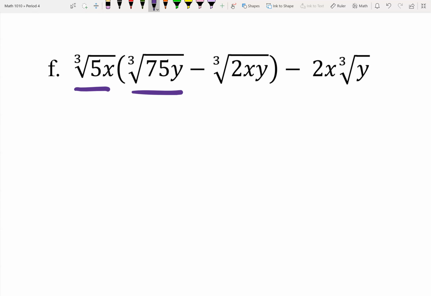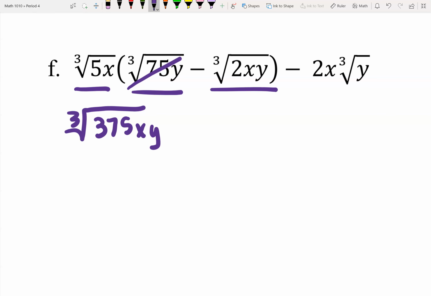This times this. So you're going to have a cube root of, I'm going to grab my calculator and I'm going to go 75 times 5 and I get 375. Big boy. And then I have 1x and 1y. And now I'm going to go cube root of 5x times a negative cube root of 2xy. So it's going to be a positive times a negative is a negative. They're both cube roots. 5 times 2 is 10. And then x to the, talk to me, second, because I have 1 and 1. And remember, you add. And then I've got that y.